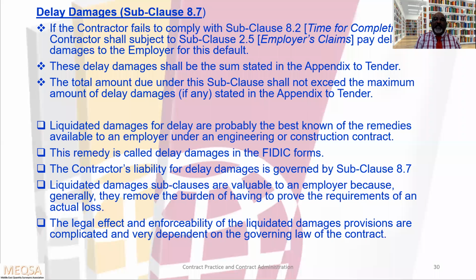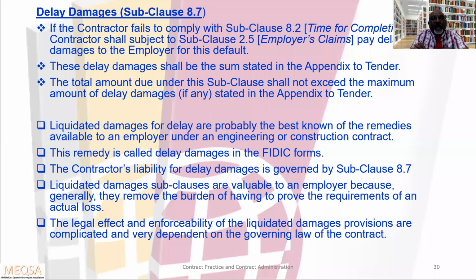If contractor fails to comply with subclause 8.2 time for completion, the contractor shall, subject to subclause 2.5 employer's claim, pay delay damages to the employer for this default. These delay damages shall be in the sum stated in the appendix to the tender. Generally, they mention in the appendix to the tender, for example, 200,000 riyal per day, 500,000 riyal per day, like that they will mention.